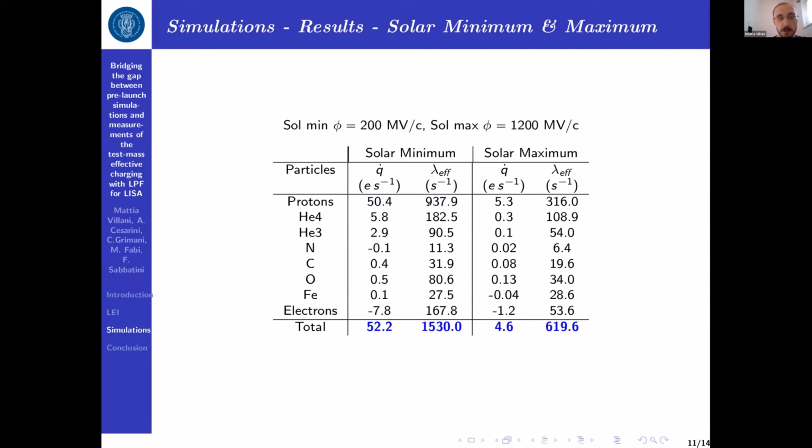Similarly, for the effective charging, we see that the protons give again the largest contribution, and that in this case, nuclei give a non-negligible contribution, of the order of 20% of the total. And in the end, we found that at solar minimum, the effective charging was 1530. Similar things can be said about the solar maximum, where the total net charge was 4.6 charges per second, and the effective charging 620 charges per second.